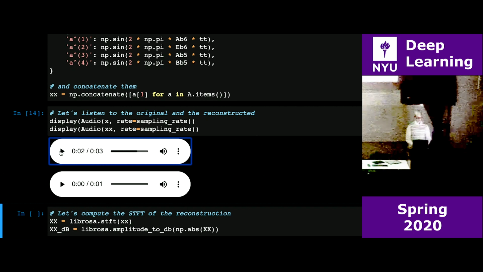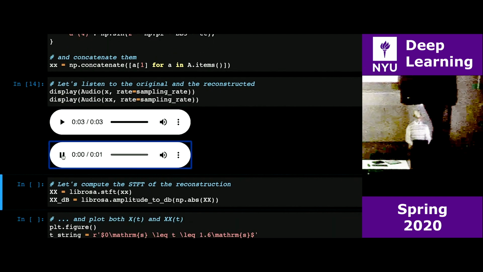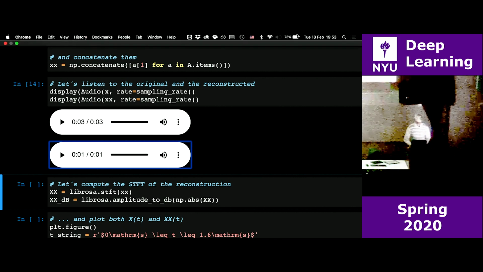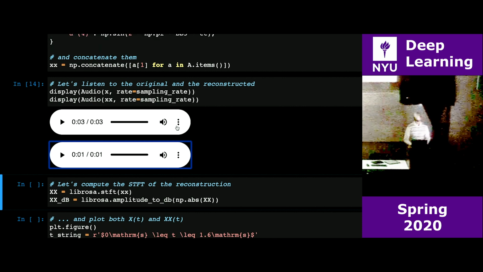But it doesn't work. Hold on. Let me try again. Whereas if I play the second one, the concatenation. Yeah, sorry, it's a bit loud. I cannot even reduce the volume. Oh, I can reduce it here. Oh, too much. Okay, let me go again.